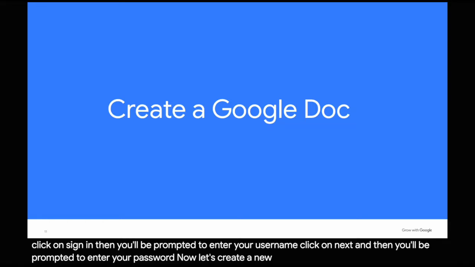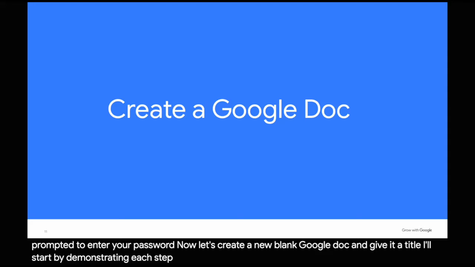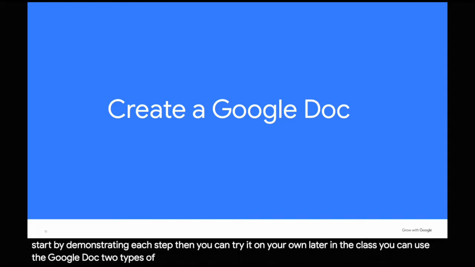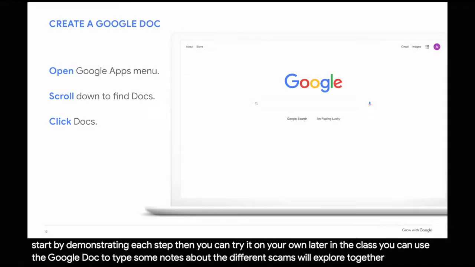Now let's create a new blank Google Doc and give it a title. I'll start by demonstrating each step, then you can try it on your own. Later in the class, you can use the Google Doc to type some notes about the different scams we'll explore together. Okay, here we go.